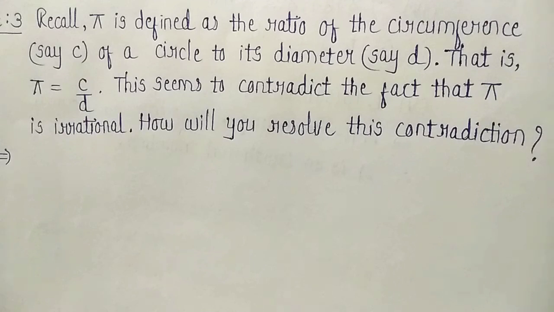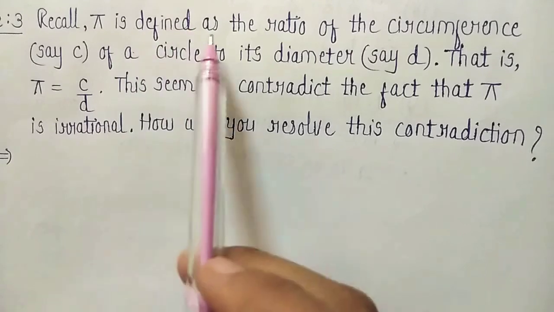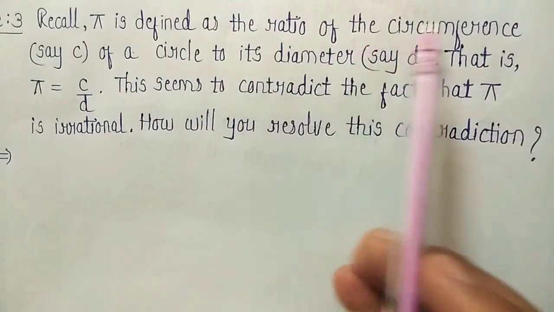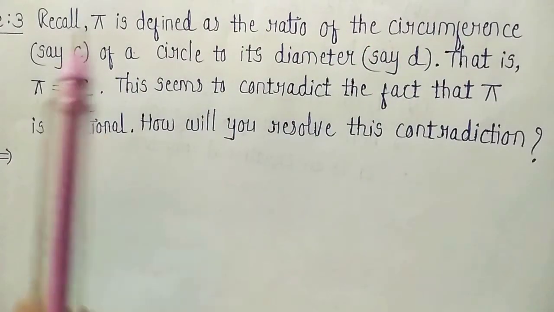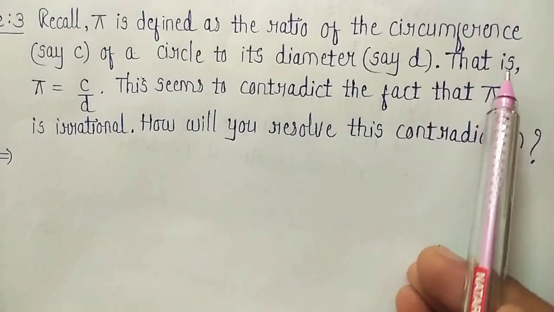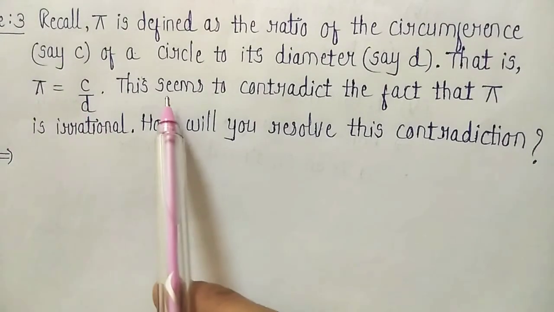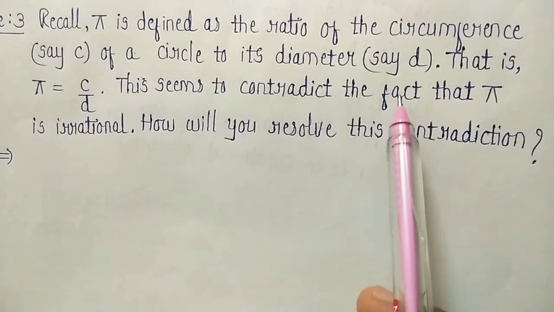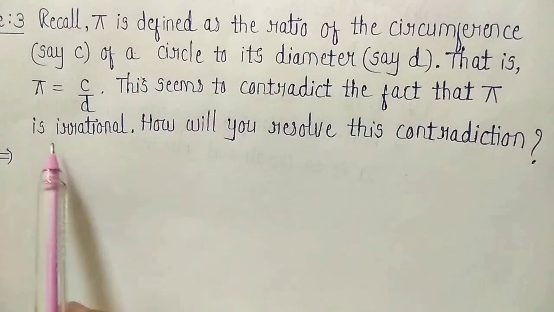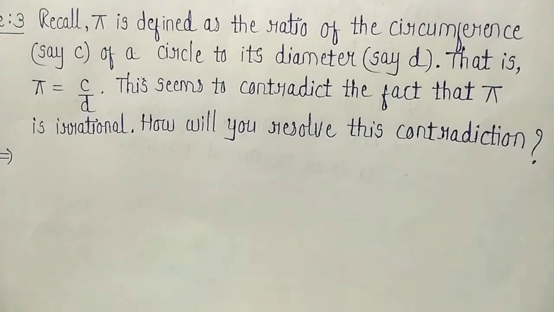Question number 3 of exercise 1.5. Recall, pi is defined as the ratio of the circumference, say C, of a circle to its diameter, say D. That is, pi is equal to C divided by D. This seems to contradict the fact that pi is irrational. How will you resolve this contradiction?